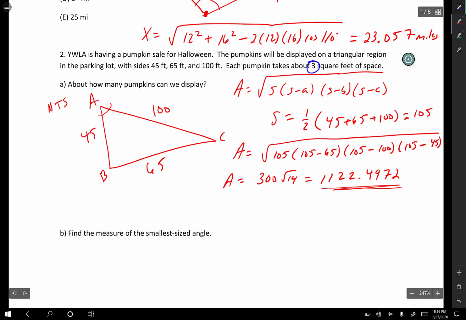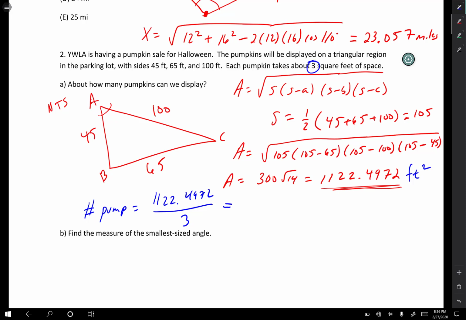If each pumpkin takes up 3 square feet, and this is my area in square feet, then to find the number of pumpkins, I'm going to put number of pumpkins. So PUMP stands for pumpkins, not pump. So to find the number of pumpkins, I take this area, 1122.4972, and I divide by 3 because each pumpkin takes up 3 square feet. So I get, oh, hold on. Come on, buddy. I'll just do it right here.